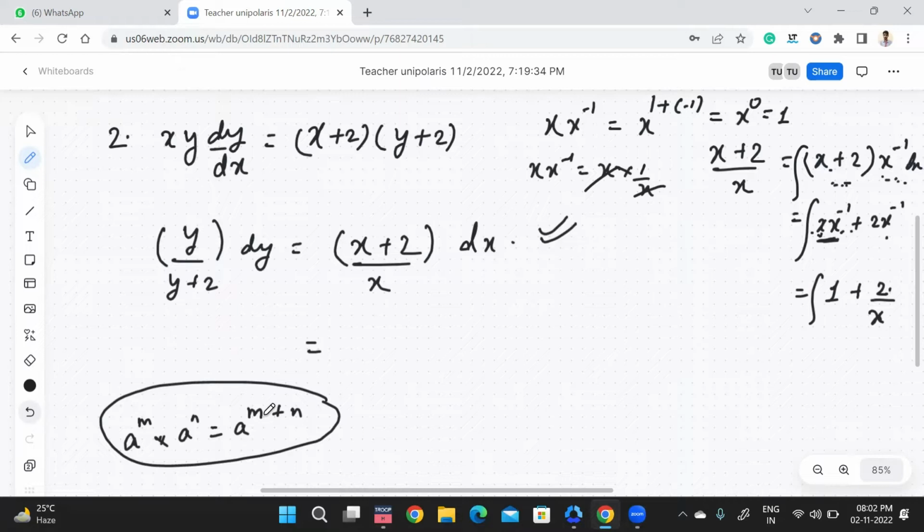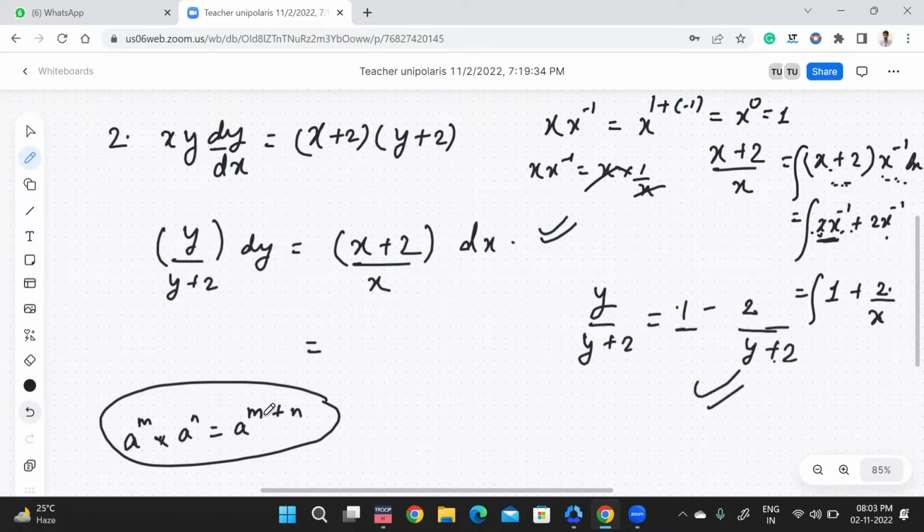Is it like the previous sum? Yes, yes. So in the left side, we have to do what we did in the previous one. So let's see how you can write this. So y over y plus 2. How can you write this as a sum or difference? 1 minus 2 by y plus 2. So y plus 2 minus 2 will cancel out and you get y by y plus 2.